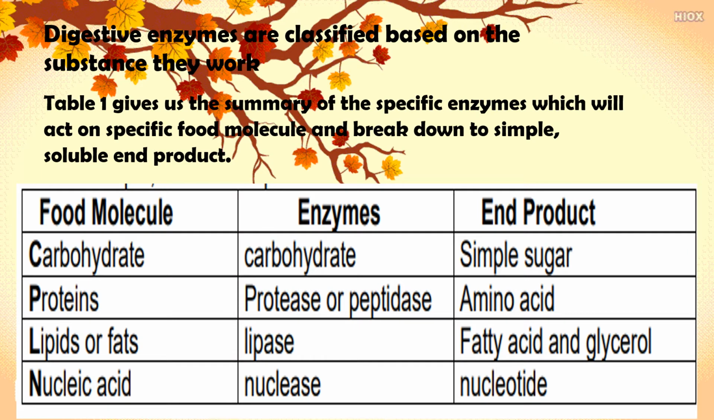Now, digestive enzymes are classified based on the substance they work on. So table 1 gives us the summary of the specific enzymes which will act on specific food molecules and break them down to simple soluble end products. So class, try to have a look at this. You have here the food molecule: carbohydrates, proteins, lipids or fats, then the nucleic acid, and their specific enzymes, and so will the end product of the food molecules. So please follow the table.